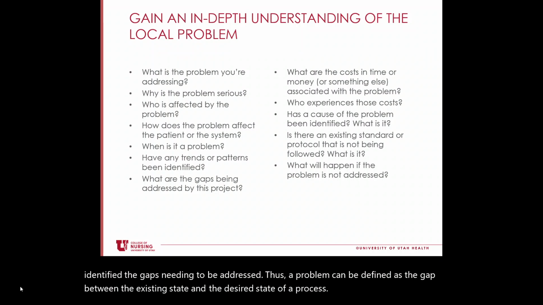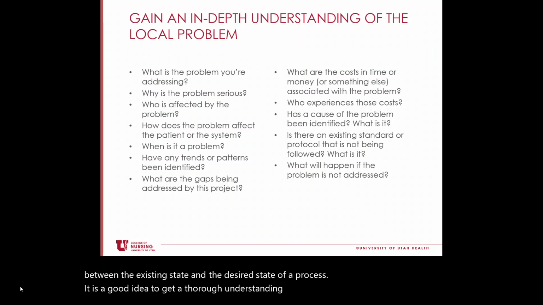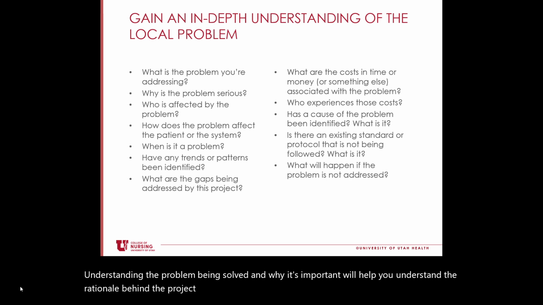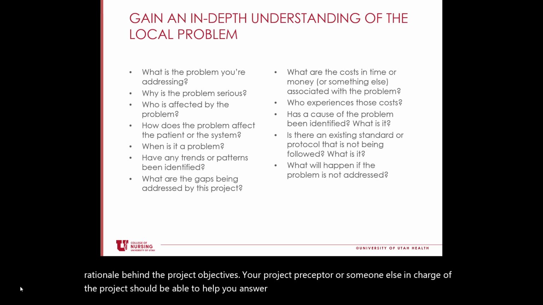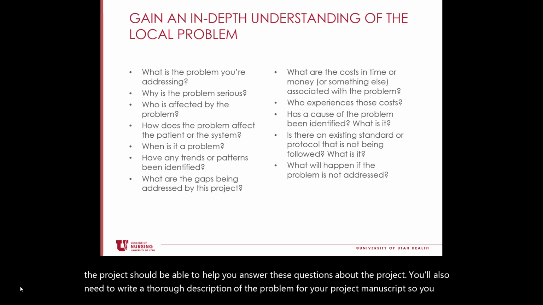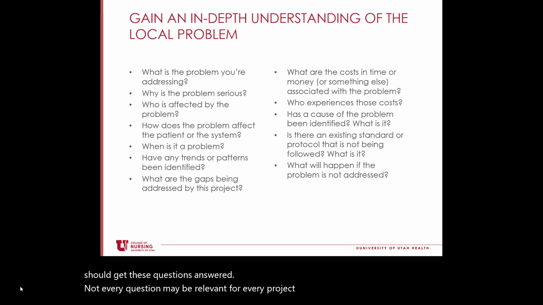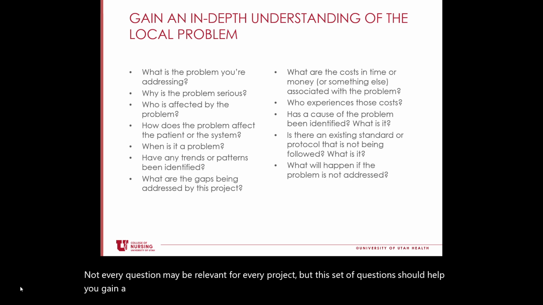It is a good idea to get a thorough understanding of the local problem early in the process. Understanding the problem being solved and why it's important will help you understand the rationale behind the project objectives. Your project preceptor or someone else in charge of the project should be able to help you answer these questions about the project. You'll also need to write a thorough description of the problem for your project manuscript, so you should get these questions answered. Not every question may be relevant for every project, but this set of questions should help you gain a good understanding of the project and relevant information.